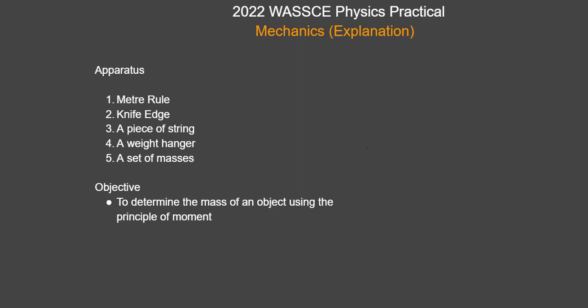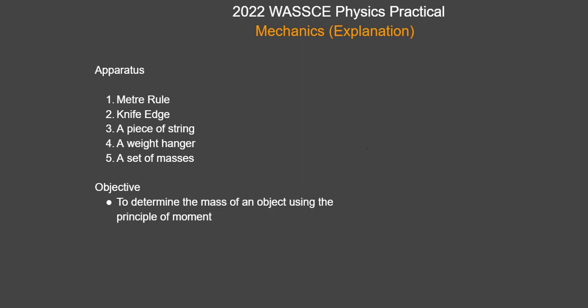What's the objective of this kind of experiment? In general, this kind of experiment is meant to help you determine the mass of an object using the principle of moment. Before we dive deep into this video, let's start off by talking about the principle of moment. Then we'll talk about how WAEC is expecting you to use that principle to figure out the mass of an object. Then we'll talk about which object in particular they are interested in making you find, right? And how would the experiment guide you towards that? That's what I'm going to discuss in this video.